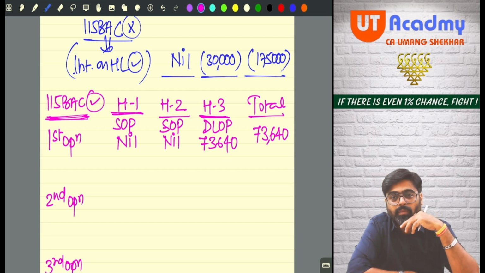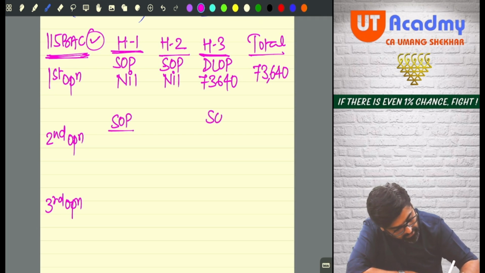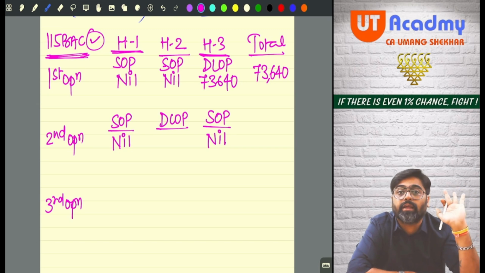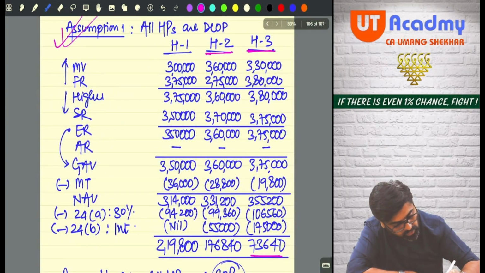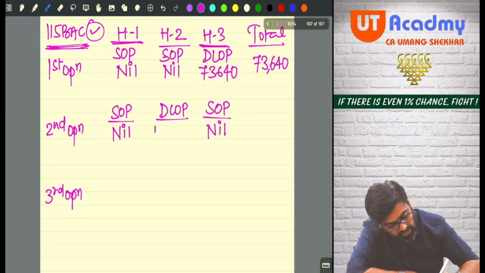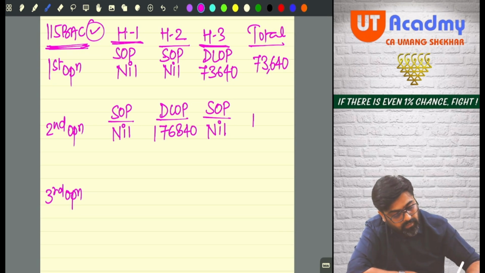Now what second option you have? Come on, tell me. Second option you have, treat this as SOP, treat this as SOP, but this will become DLOP then. So if this is SOP, its value will be nil. Because under 115 BAC, for SOP, no interest will be allowed. Final income will be nil only. Yes or no? Now house 2 is DLOP. Can you see house 2 DLOP? House 2, what will be the income if it is DLOP? 176,840. So can I say 176,840 will be the income? Now nil plus 176,840 plus nil, your income will be 176,840. Are you all getting me?